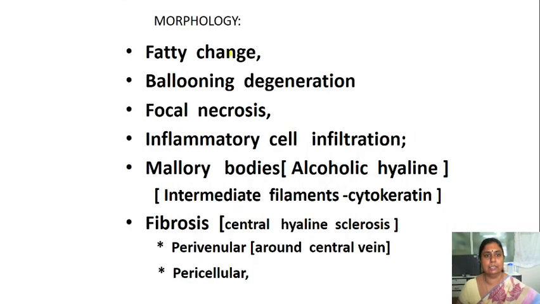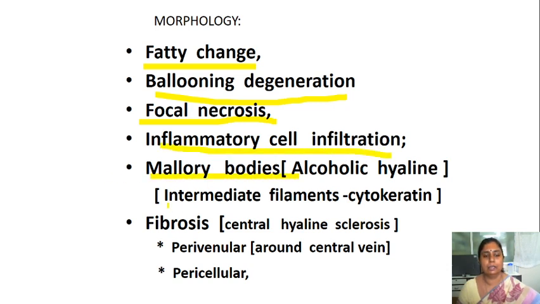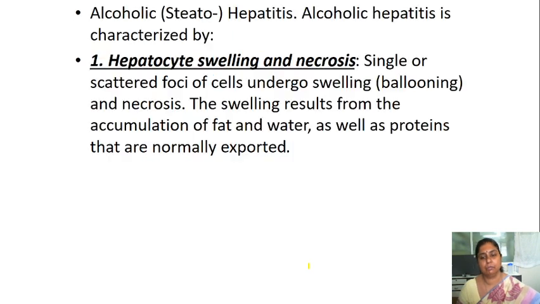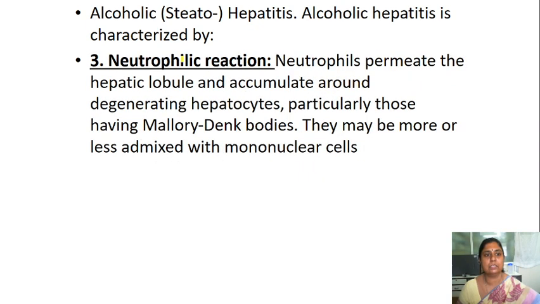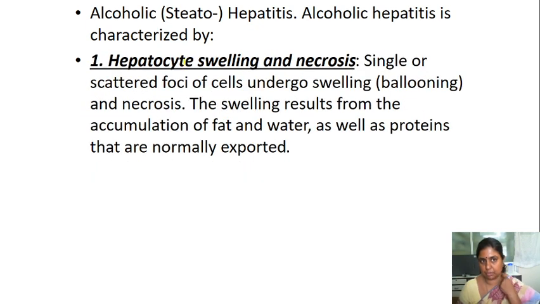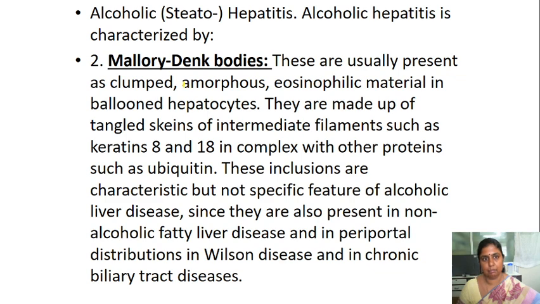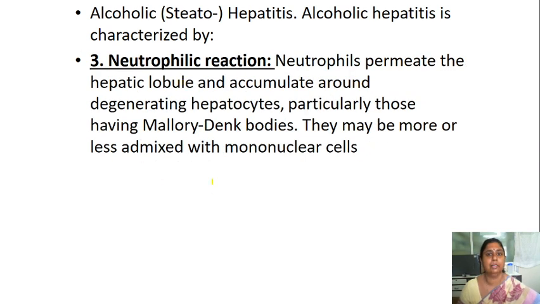What is steatohepatitis? Steatohepatitis, in addition to the fatty change, we have ballooning degeneration, necrosis, inflammatory cells, Mallory bodies, which are the agglutination of the intermediate filaments, and then we are also having perivenular and pericellular fibrosis. Steatohepatitis: hepatocyte swelling and necrosis, Mallory-Denk bodies, neutrophilic reaction. These are the 3 features of steatohepatitis. Along with fatty change, we also have ballooning degeneration, Mallory-Denk body formation and neutrophilic reaction.